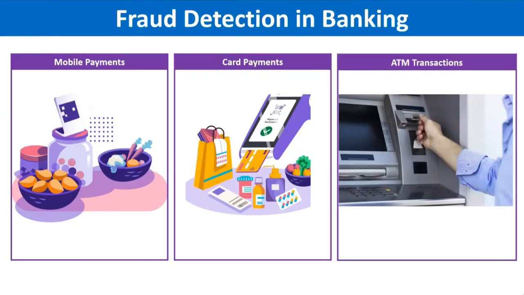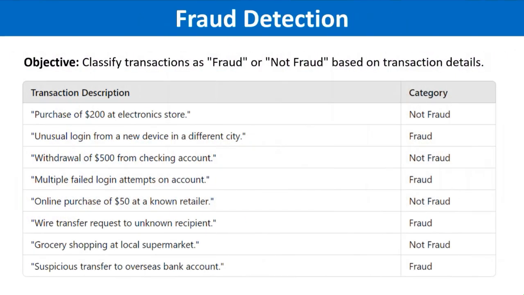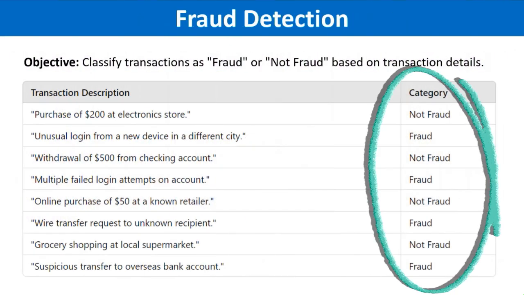You might have also noticed that sometimes your bank calls you to check if certain transactions were made by you or not. This is because their AI system might have suspected some fraudulent transactions, usually high value transactions, and classified it as fraud. This is also an example of text classification using AI. Here, the objective is to classify a transaction into categories like fraud and not fraud.